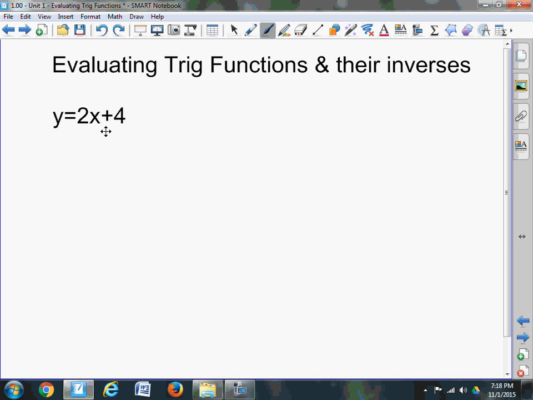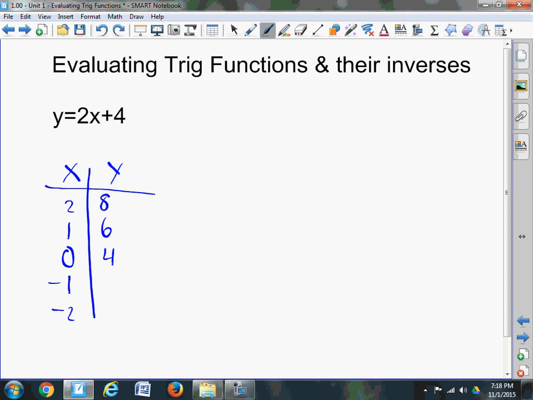So here's a regular function. If I wanted to look at an input-output table, I could do x and f of x, but if I look at x and y, 0, 1, 2, -1, -2. If I plug in 0, I get out 4. Plug in 1, I get 2 plus 4 is 6. Plug in 2, 2 times 2 is 4, 4 plus 4 is 8. I can see that's going up by 2. It's a slope of 2. So it's a nice, easy linear function.